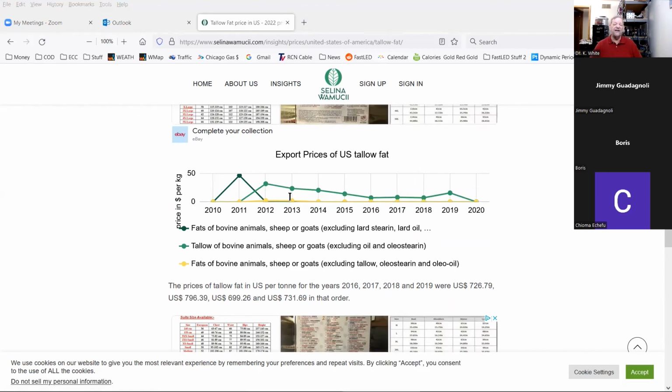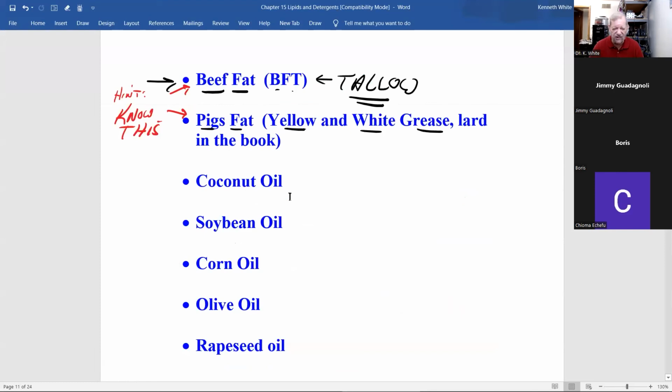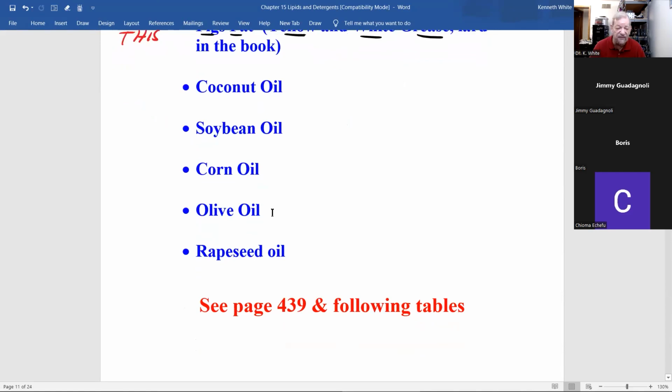Now, let's go back to this chart. I think you're familiar with coconut oil, soybean oil, you might be familiar with corn oil. I hope you all are familiar with olive oil. Now, how many of you are familiar with an oil that's used widely, especially in some of the poorer countries in the world, called rapeseed oil? Are you familiar with that? Probably not. Here's why.